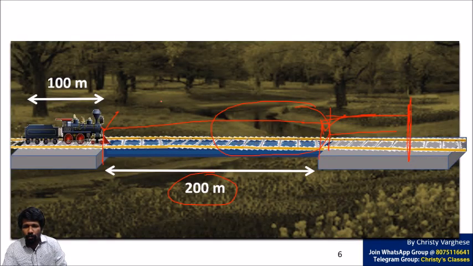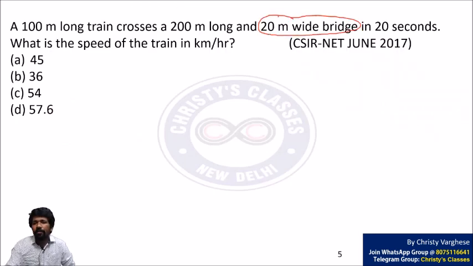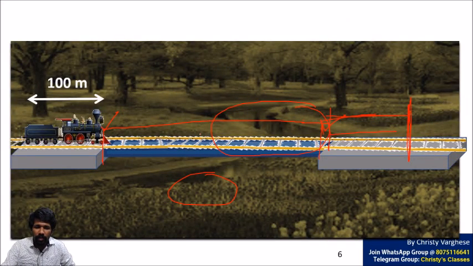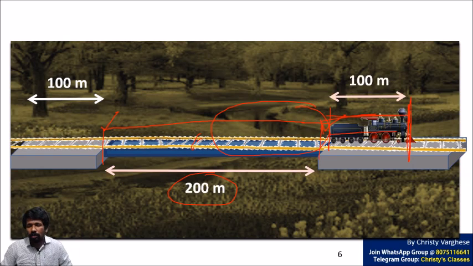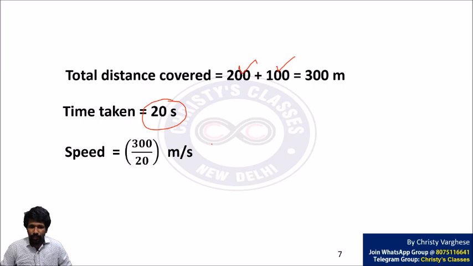Now, if you remember, in the question there was something more. The width of the bridge is given. Why is it given? Just to confuse you. That is irrelevant data. The width of the bridge does not matter in the question, because whatever be the width of the bridge, the train only has to cross the length of the bridge. So whether it is 20 meter or 30 meter or 40 meter or 50 meter, whatever be the width, that does not matter. So the speed is the question.